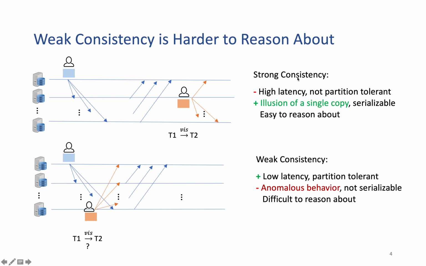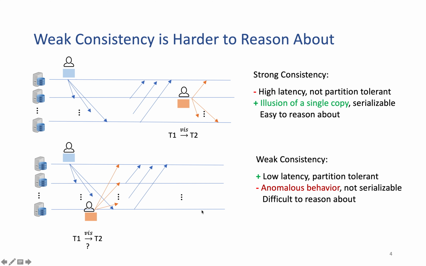While with the strong consistency, we had high latency due to synchronization, and the systems weren't partition tolerant. With weak consistency, we have low latency, and the system is partition tolerant. But this comes with a price. With the strong consistency and ACID, we had serializable transactions, which provided an illusion of a single copy, which was easy to reason about and write the applications for it.